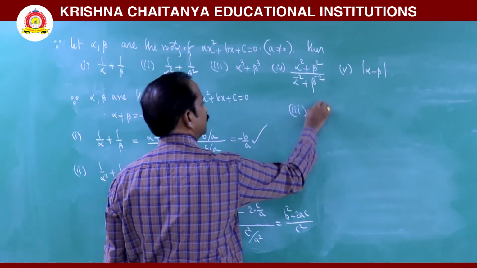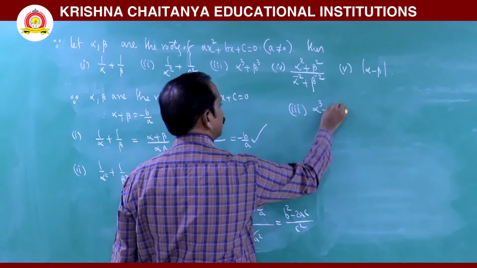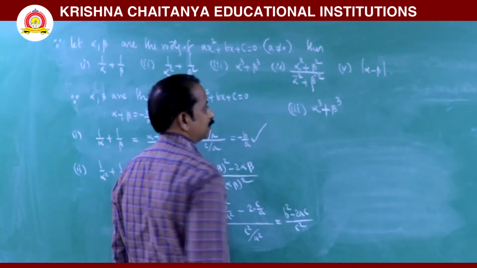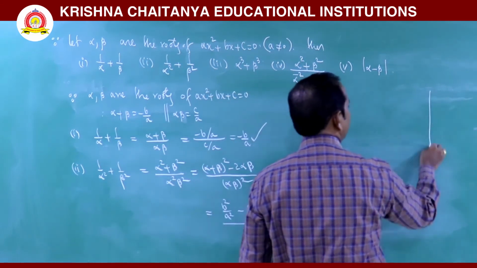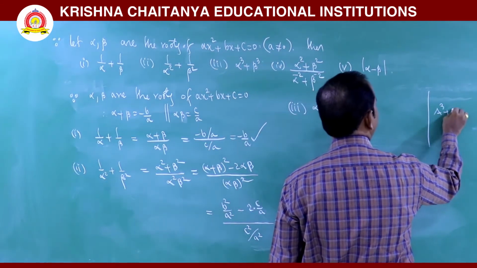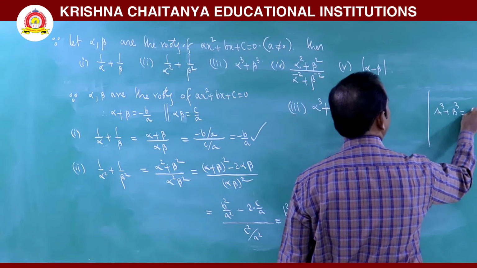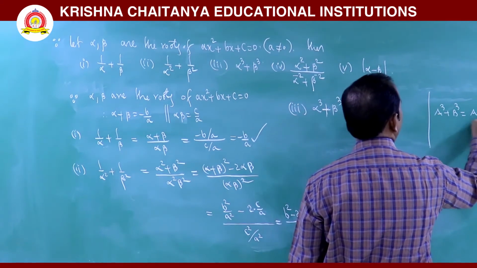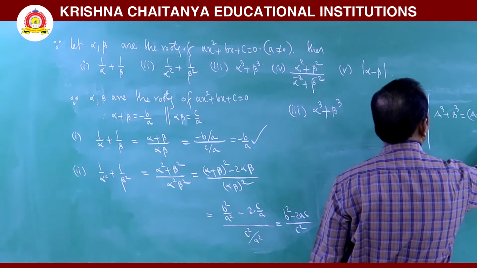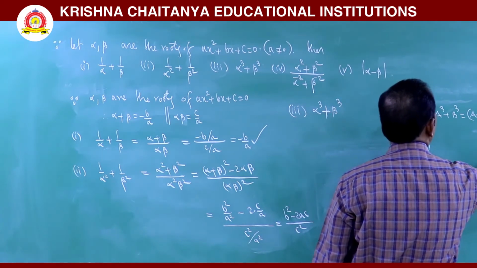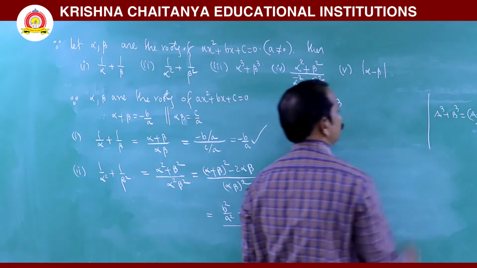Alpha cube plus beta cube. Observe, this is in the form a cube plus b cube. What we know that a cube plus b cube? a cube plus b cube I can write as (a plus b) whole cube minus 3ab into (a plus b). This is the a cube plus b cube basic.